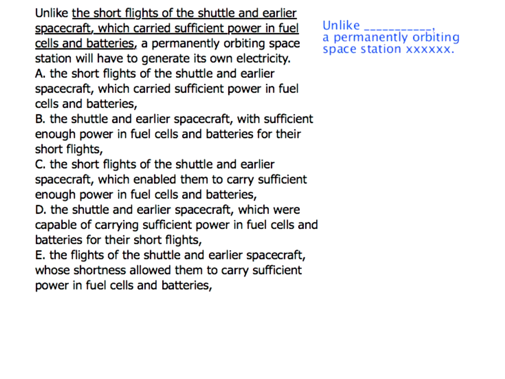But you have "unlike blank, comma, a permanently orbiting space station will have to do things." So the question is, what is actually contrasted with a permanently orbiting space station? So what is contrasted with a permanently orbiting space station? Yeah, the shuttle and an earlier spacecraft, right? So it's got to be the shuttle and earlier spacecraft.